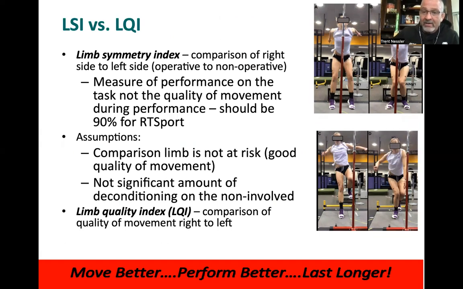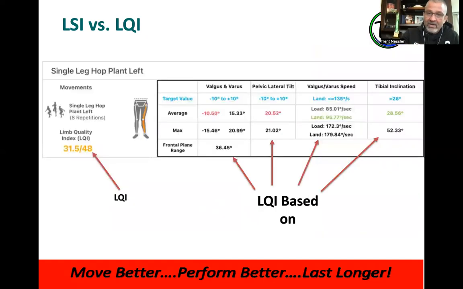So top picture there, bilateral jump squat. What we see is that the athlete's knees are going in towards midline. The LSI in that case is around 92%. That being said, I think we would all look at that and say, you know what, this athlete's still at risk for an injury. So that's where this LQI comes into place. And that's a comparison of the quality of the movement on the right side versus the left side, and having quality metrics by which the athlete should achieve in order to get green, yellow, or red.